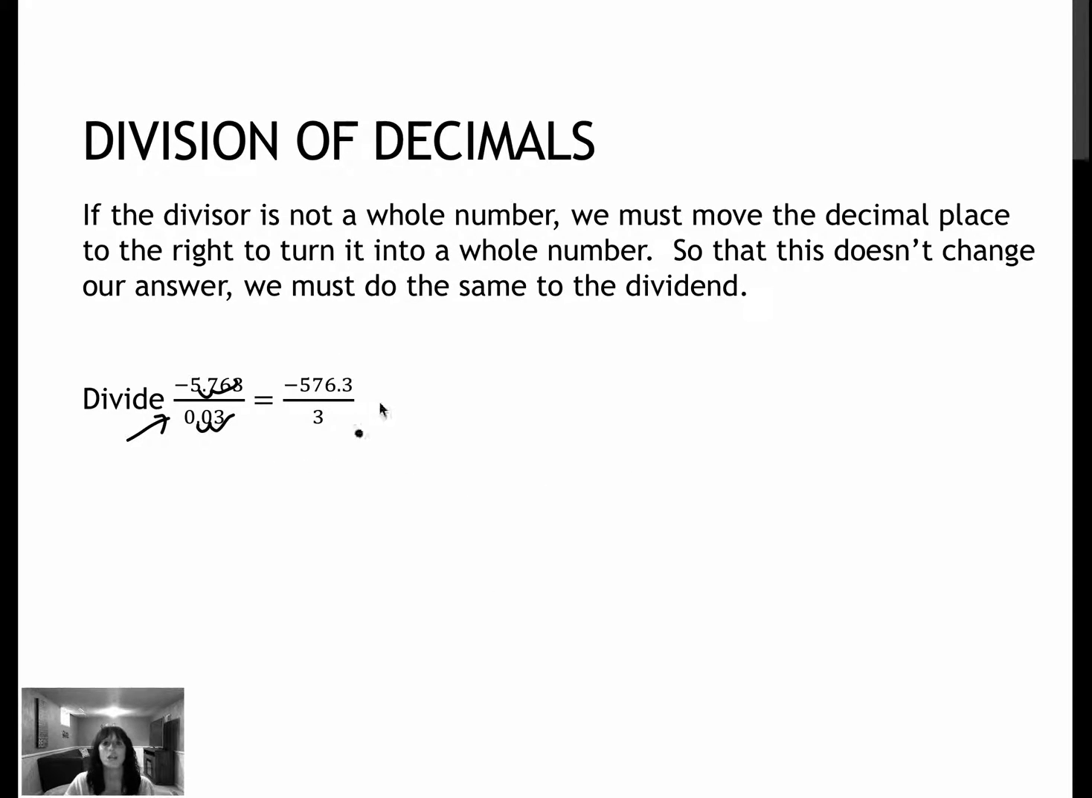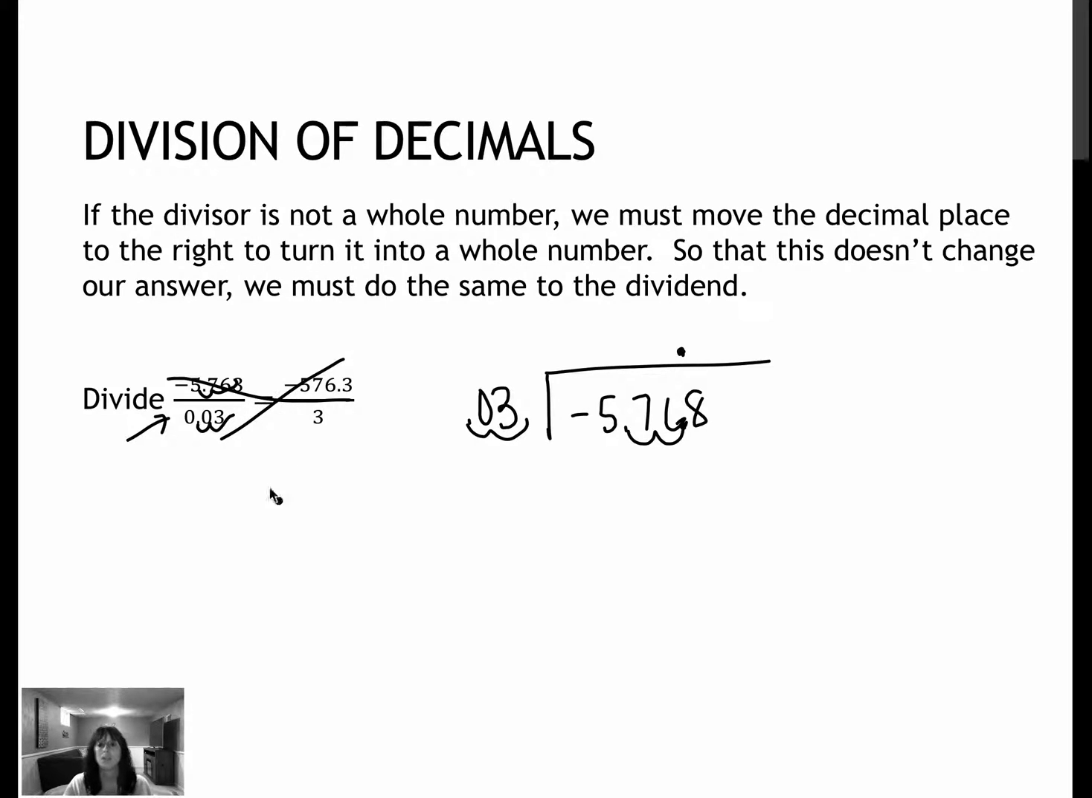Now, typically I don't write it as a fraction. I would go ahead and write the original question on the inside and the divisor on the outside. And from here, I would not put that decimal straight up. I would go ahead and move this 1, 2 places, and that's where my decimal will go straight up. So you don't have to write it like this. I just wanted to make sure that you understood.